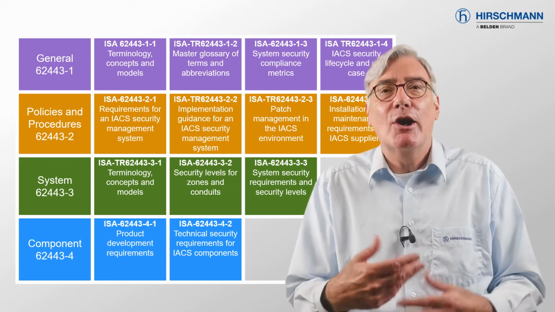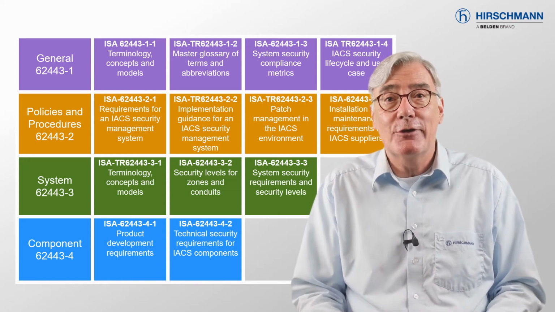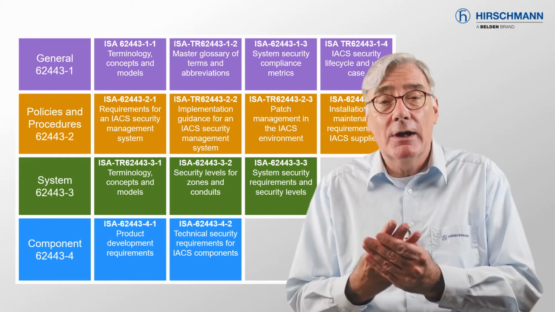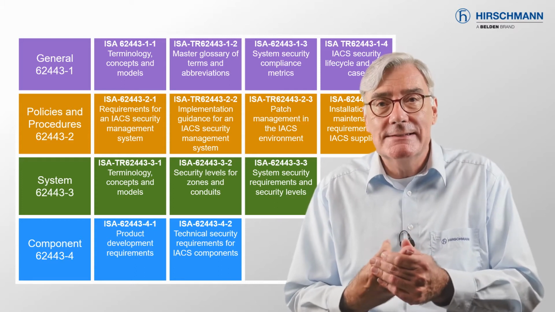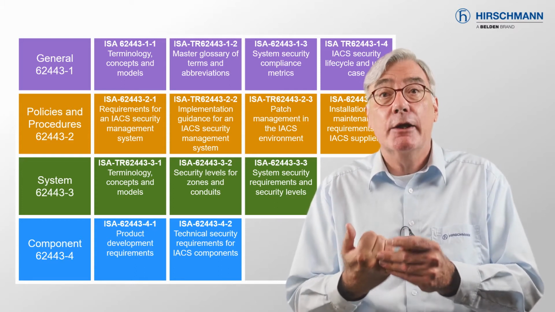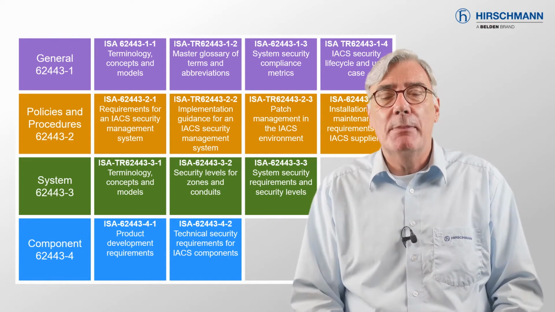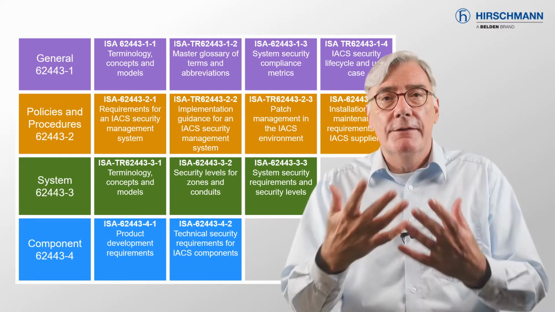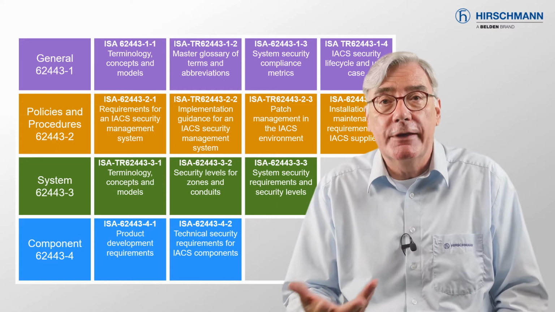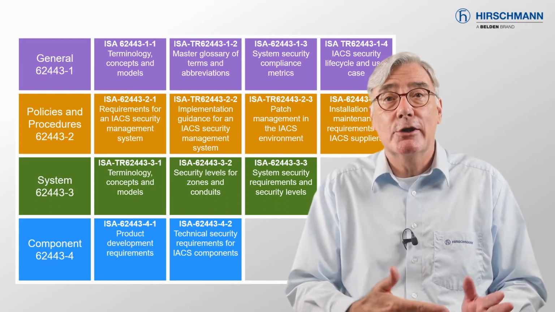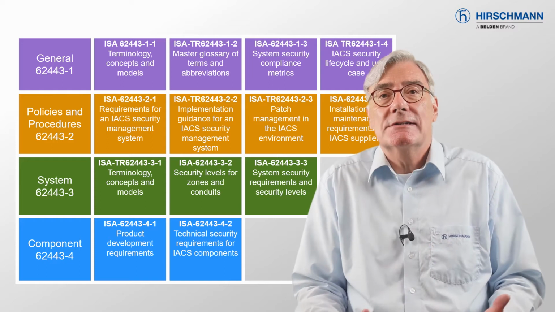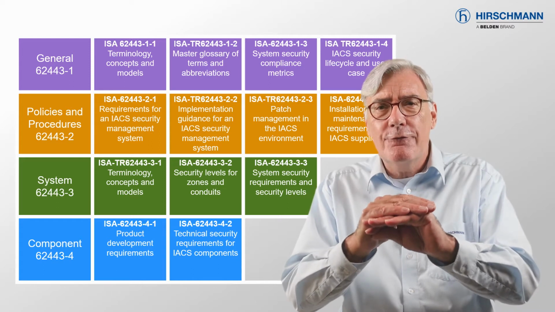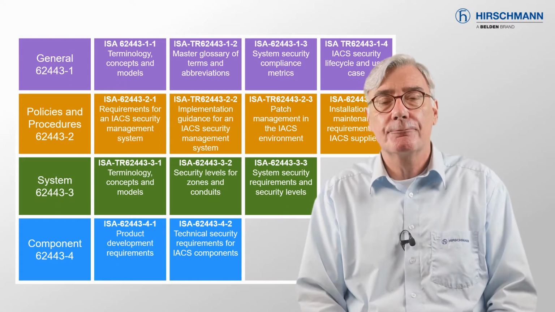Now let's take a closer look at the 62443 series of standards. The standards are grouped into 4 categories: general, policies and procedures, system, and component. These are denoted by the suffixes -1 to -4. The general standards provide an overview of the 62443 security process and introduce concepts which are found throughout the series of standards. They form the foundation for the other categories.